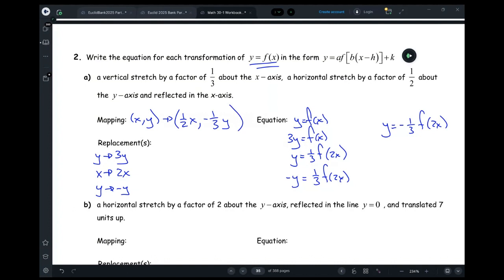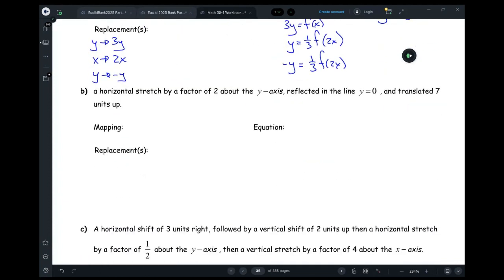I know we've said this before, but just notice that my mapping reflects exactly what was described. Vertical stretch by a factor of 1/3, I multiplied y by 1/3. Horizontal stretch by 1/2, I multiplied x by 1/2. So the mapping corresponds really, really closely to the description of the transformations. Let's take a look at this one.